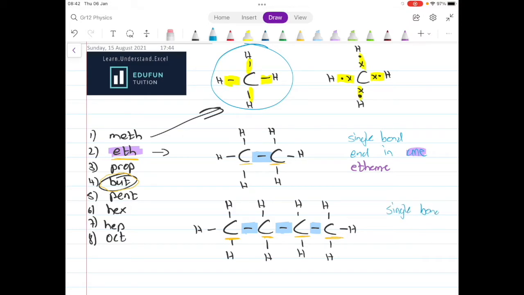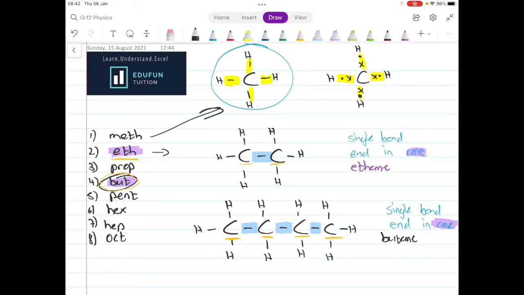It must end in -ane, yeah? Like we said previously. So what we're dealing with here is actually butane. Done. Simple and easy. So I would suggest you just draw out all of them and you figure it out.